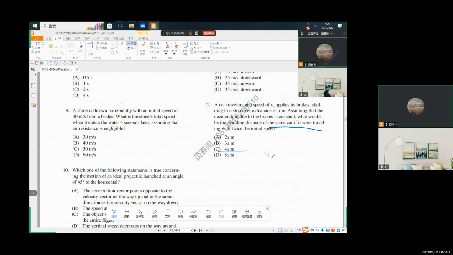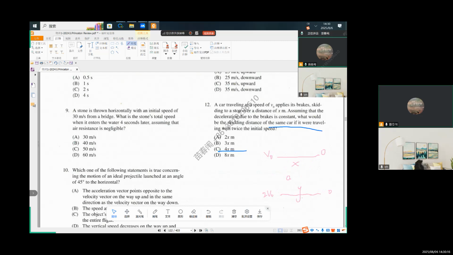Initially it's V0, and then eventually it's 0, so that's why you stop. And this is X, and you have acceleration. Remember this part, talking about acceleration, they don't really have time talking about this. The second time is also with twice V0, 2V0, and also 0 here. And this time, say we don't really know this. How about the acceleration? Assuming the deceleration is constant, what would be the skidding distance of the same part?